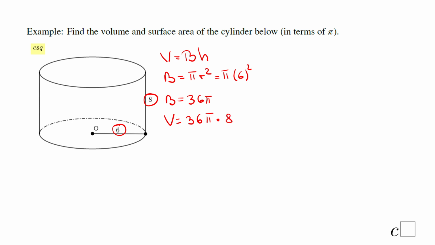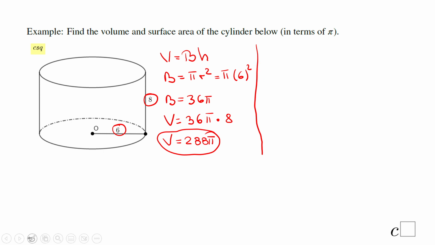So we just have to do 36 times 8 in this moment. Nothing else, and that will be 288 pi. Let's be sure, let's go close to that equal sign. 288 pi cubic units. Again, very important to remember, volume is in cubic units, whatever the units are.